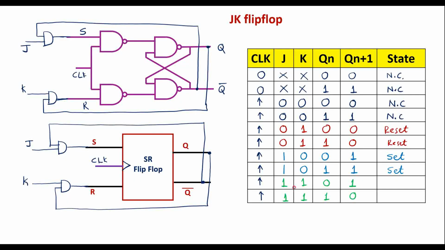So here this state we will call it as, if J is 1 and K is 1, there is toggle in the output, because if the present state was 0, the next state will become 1. If present state is 1, next state will become 0. This state is known as toggling, that is toggle in both the case. This is nothing but toggle. So this is how edge triggered or clocked JK flip-flop will work.